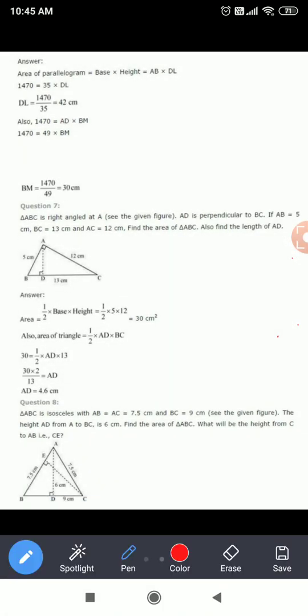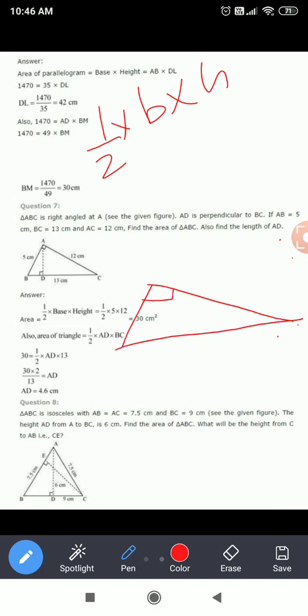Question number 7. Here we are given a triangle which is right angled at A, and AD is the perpendicular to BC. AD is the perpendicular on BC. AB is given to us 5 centimeters, AC is 12 centimeter and BC is 13 centimeter. We have to find the area and AD. Clear? So area we will be finding, half into base into height for triangle ABC.